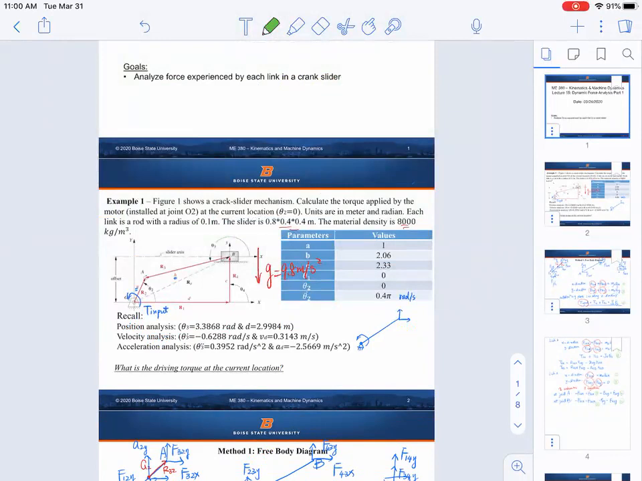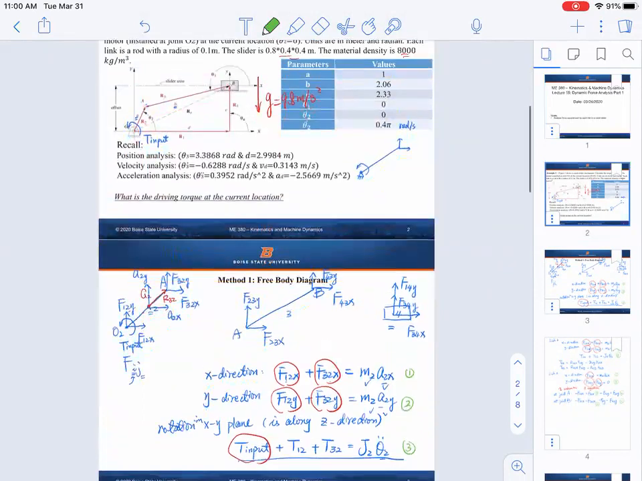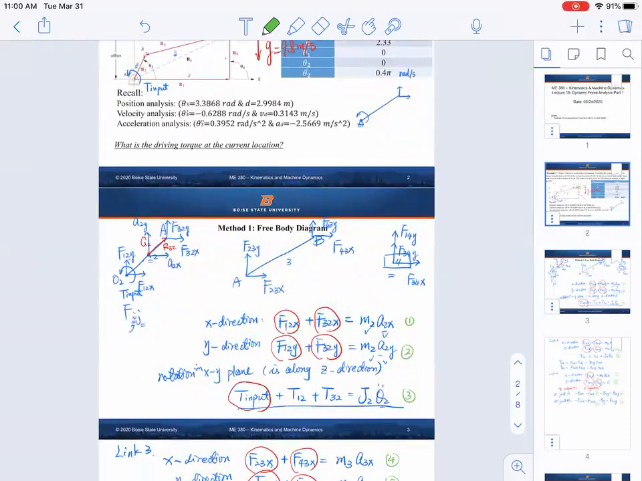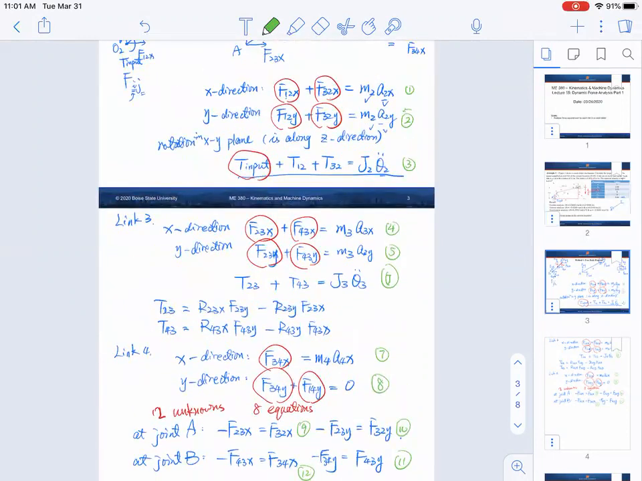So your g is always along the y direction, right? If we want to include gravity in the equations, the only place you need to make a change is all the y direction equations. You have to add the gravity force to the left-hand side. Just change your number 2, number 5, and number 8. Make sense? All right, so let's move on.